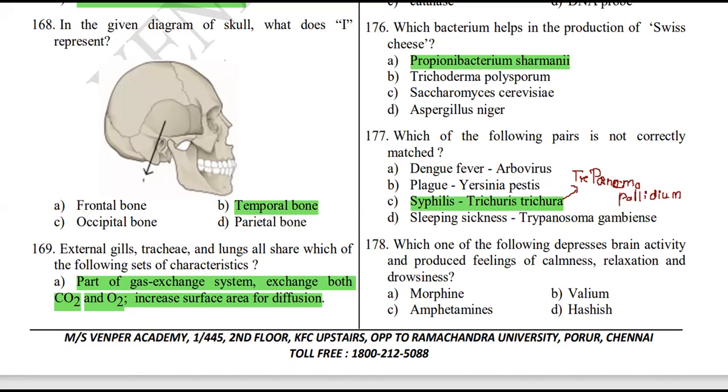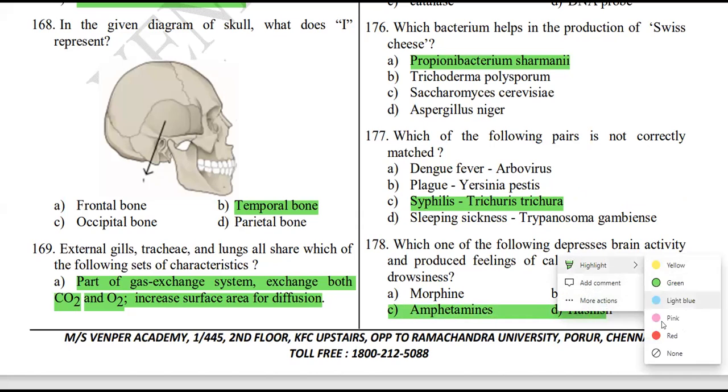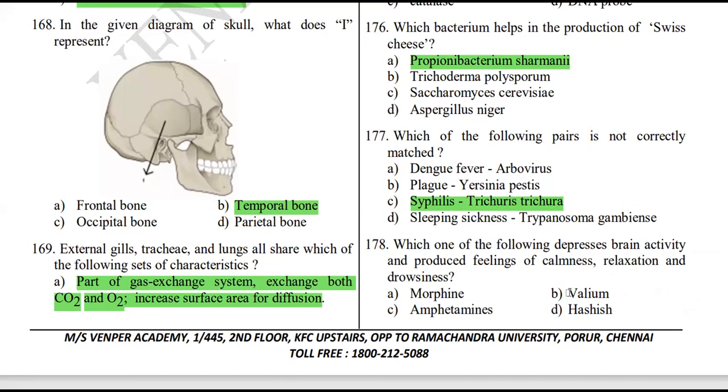Okay, the next question. Which of the following depresses the brain activity and produces a feeling of calmness, relaxation and drowsiness? Very important one. If you are talking about Valium, Valium is going to be the answer for this. What is Valium used for? It just depresses the brain activity and gives calmness to people.